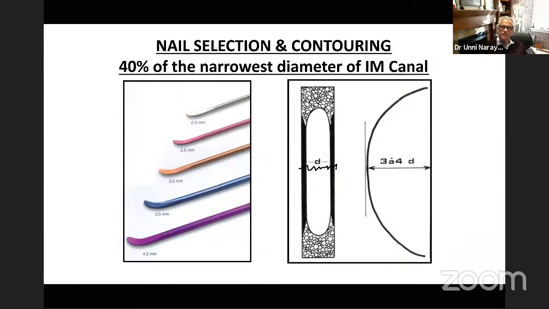For the selection of the nails, you want to get a matched pair to occupy about 80 to 90% of the canal. A safe bet is about 40% of the diameter of the intramedullary canal at the narrowest point, at the isthmus, for each nail. And you want to make sure that they are matched.